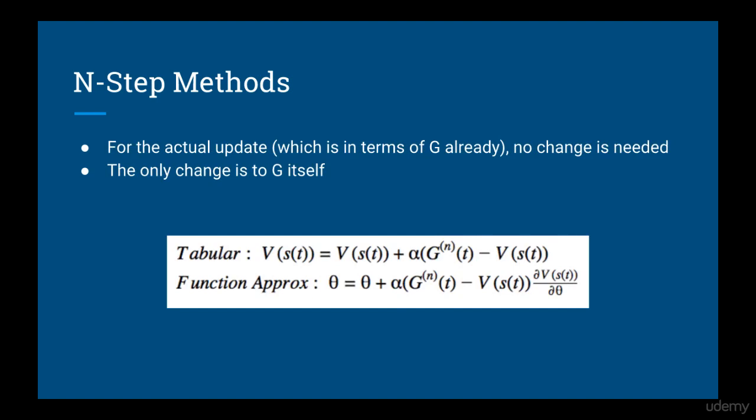For updating v, if we're doing the prediction problem, the update equation doesn't change. The only change is to g itself. The only thing you have to do is wait n steps before you can update v for the state you are in now. The same thing of course applies to both tabular methods and function approximation methods.